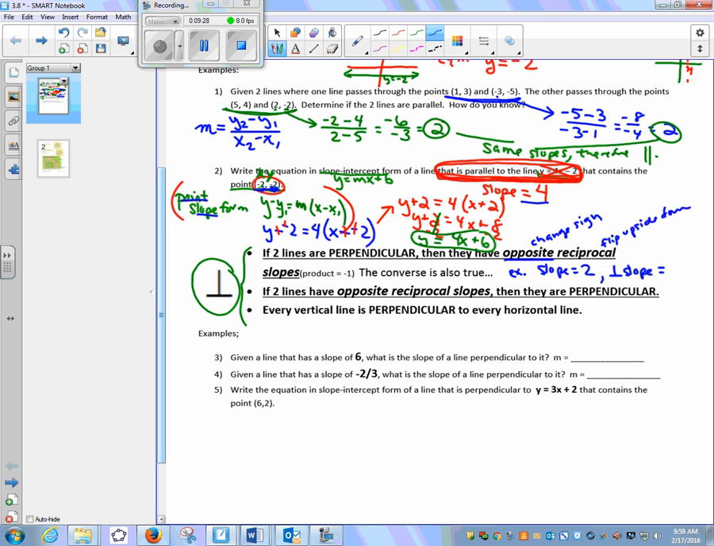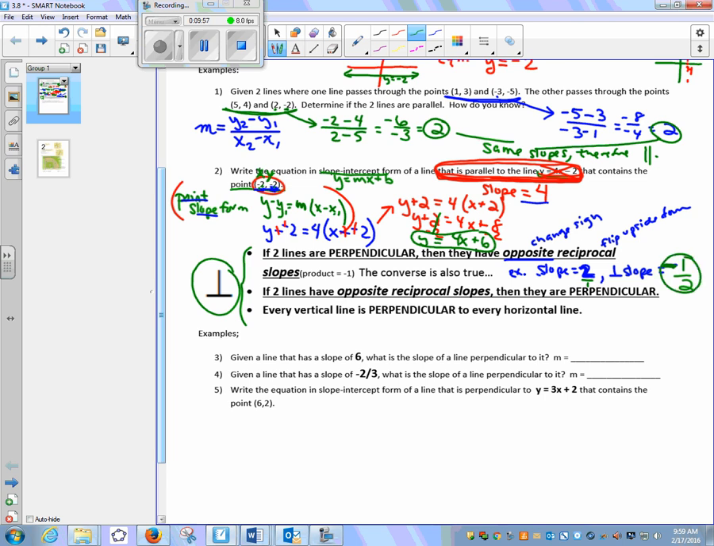So if we have a slope of 2 and we want the opposite reciprocal of 2, we're going to change the sign, make it negative, and flip it upside down. Well, 2 is like 2 over 1, right? Anything can be put over 1. So the opposite reciprocal would be -1/2. Flipping 2 over 1 upside down gets you -1/2.